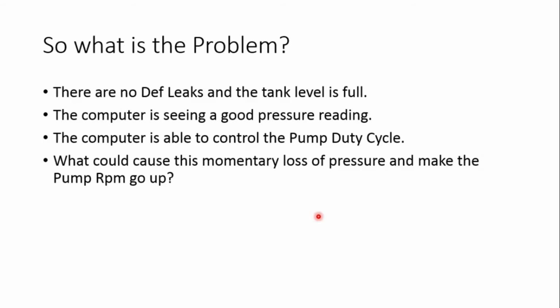So what's the problem? We checked for DEF leaks, and the tank level was full. The computer's seeing a good pressure reading. The computer's able to control the pump duty cycle, so we know the circuit's working properly. So what could cause this momentary loss of pressure and make the pump RPM go up? Well, after looking at this for a while and scratching my head a little bit, in all honesty, trying to understand the controls of it, it dawned upon me of another variable on this DEF pump.